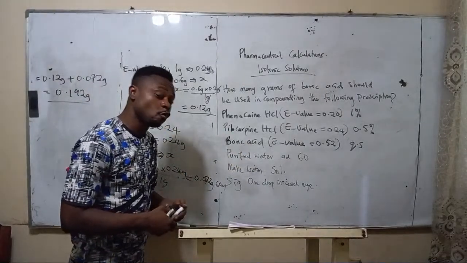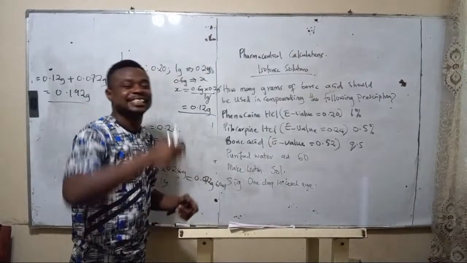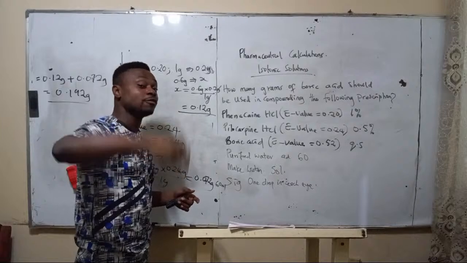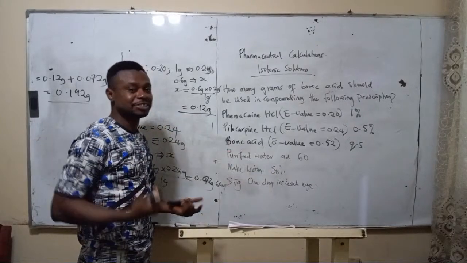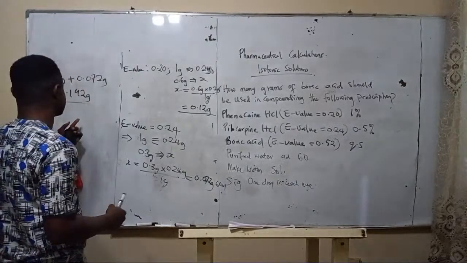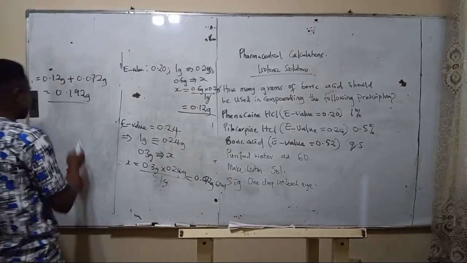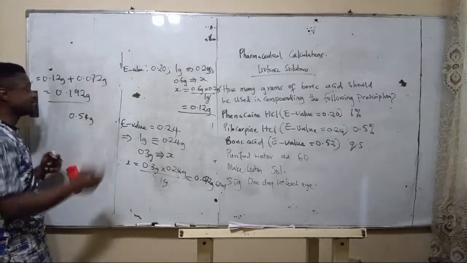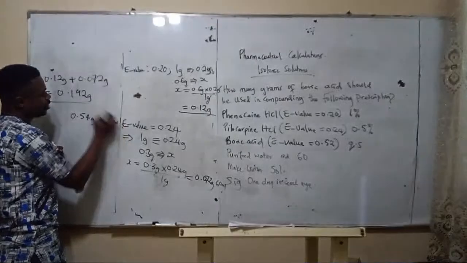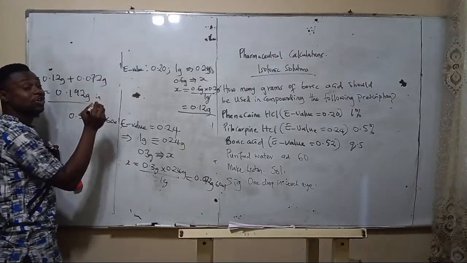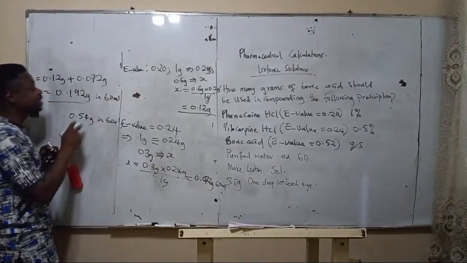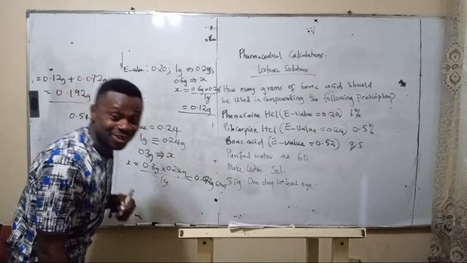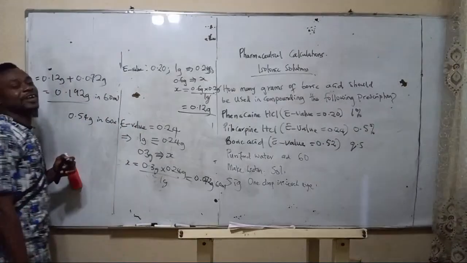But remember the calculation we did, that for it to be isotonic, there must be 0.54 gram of sodium chloride in 60 mL solution. As against 0.54 gram of sodium chloride in 60 mL, we have 0.192 gram of sodium chloride in 60 mL. That means this solution is not yet isotonic. We need to add extra sodium chloride to bring it up to 0.54 gram in 60 mL.